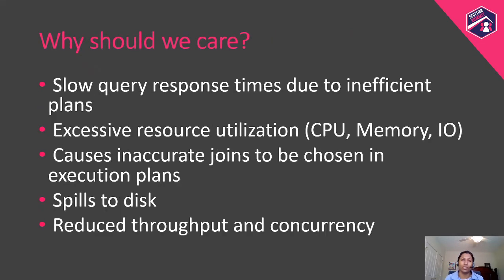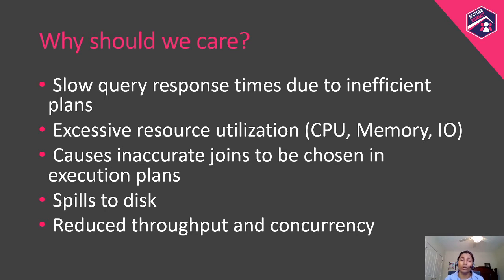So why should we care about these statistics, right? If our statistics are out of date, then that will cause the optimizer to generate a non-efficient plan to be saved inside the plan cache, and our queries will use that non-optimal plan to execute, which will cause slow query response times. Excessive resource utilization occurs, like high CPU, memory, and I/O, because all of these physical access methods are based upon these estimates. If the estimates are not accurate, that will cause inaccurate joins to be chosen in our execution plans.